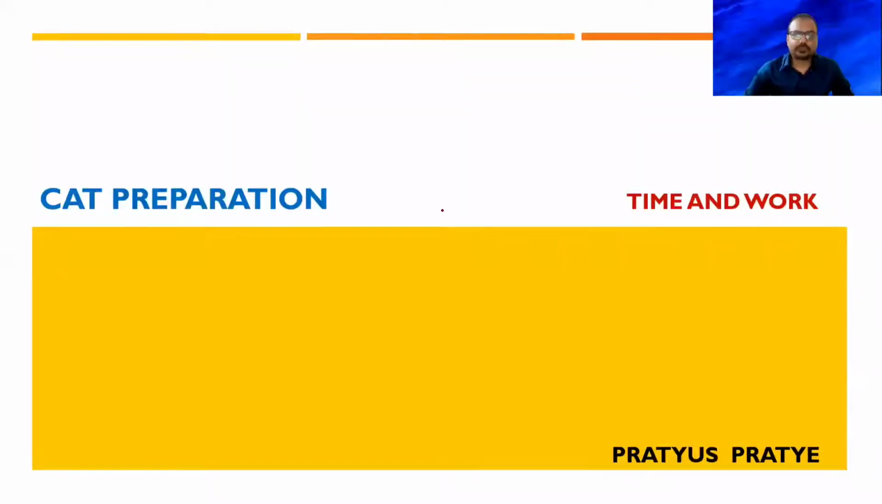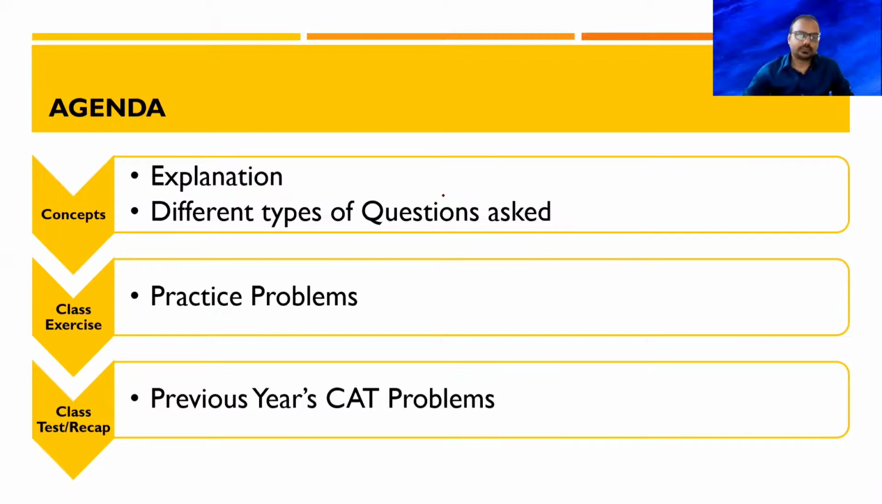So we'll start with the topic that is time and work under CAT preparation. So today's agenda is explanation of the concept as well as different types of questions asked under this time and work. Then we'll solve a few problems based on time and work, that is the practice problems, as well as finally we'll see previous year CAT problems. Okay, so we'll start with the class.